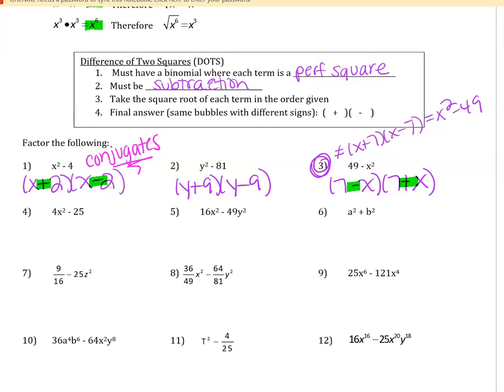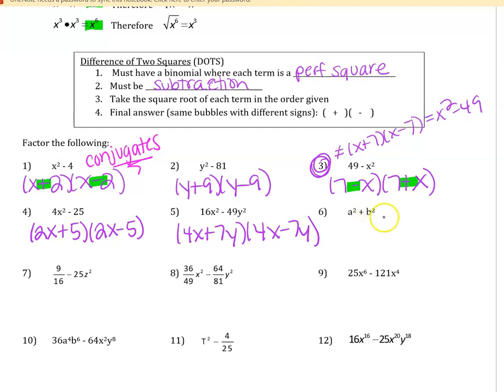All right, so we keep moving. Okay. Square root of 4x squared is 2x. Square root of 25 is 5. Okay. 4x plus 7y, 4x minus 7y. So this should be pretty easy. Again, one's plus, one's minus. I'm just taking the square root of each of them, and writing it with conjugate pairs.